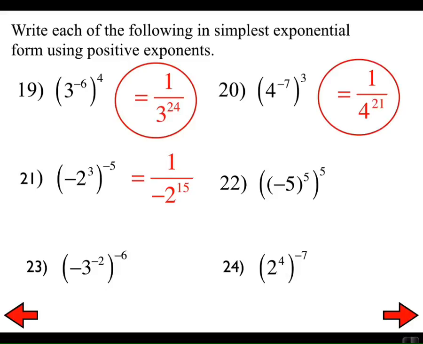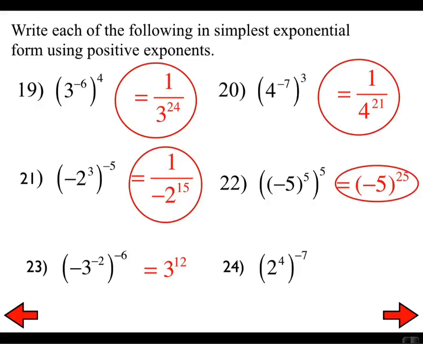Okay? Because if I asked you what is 3 being raised to, you would only just say 2. Right? So you have to be very careful about that. Number 22, it's going to be parentheses, negative 5 raised to the 25th power. Number 23 is going to be 3 to the 12th power. And number 24 is 1 over 2 to the 28th power. Any questions?